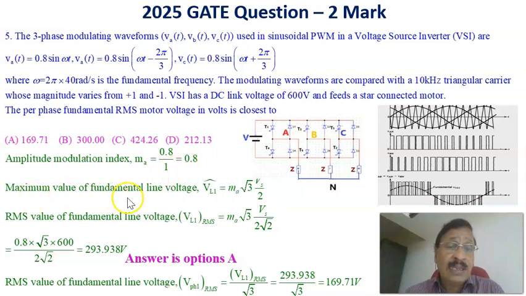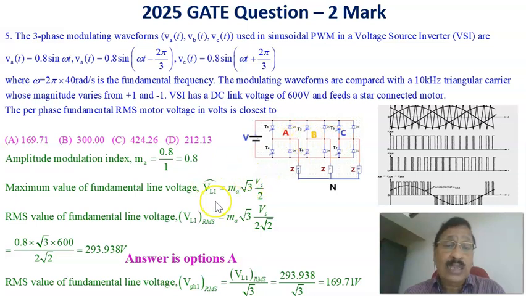And the maximum value of the fundamental line voltage in sinusoidal PWM is given by MA into √3, into the source voltage Vs divided by 2. That is, MA into √3 Vs by 2 is the maximum value of the line voltage.